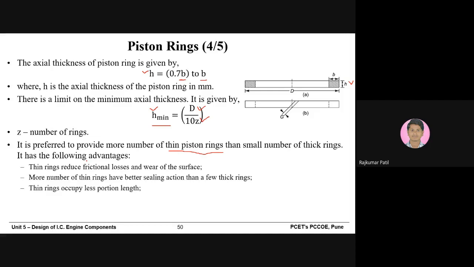Then of course, if h is less, then thin rings occupy less portion of the land. So in less space, we can place more number of rings. Then more number of thin rings provide better heat transfer from the top to the cylinder. As you know, the piston rings take the heat from the piston and dissipate it to the cylinder wall. And if there are more number of thin rings, then the heat transfer rate also increases.